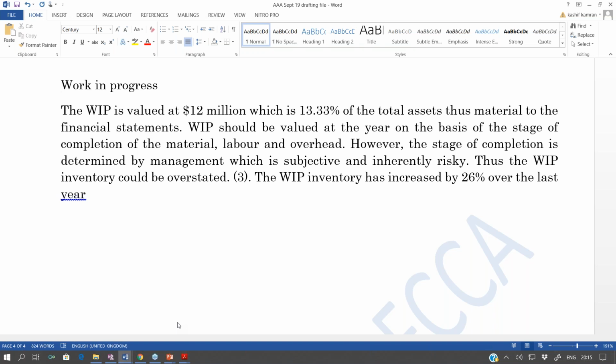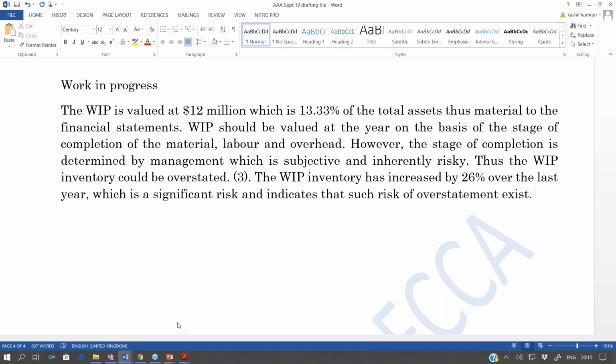Yes. So, what is the risk in inventory? Is inventory overstatement a risk? The work in progress inventory has increased 26% over the last year, which is a significant increase and indicates that such a risk of overstatement exists.